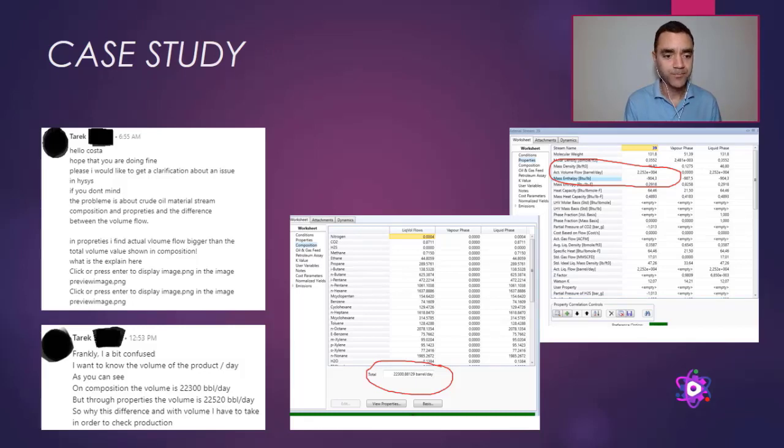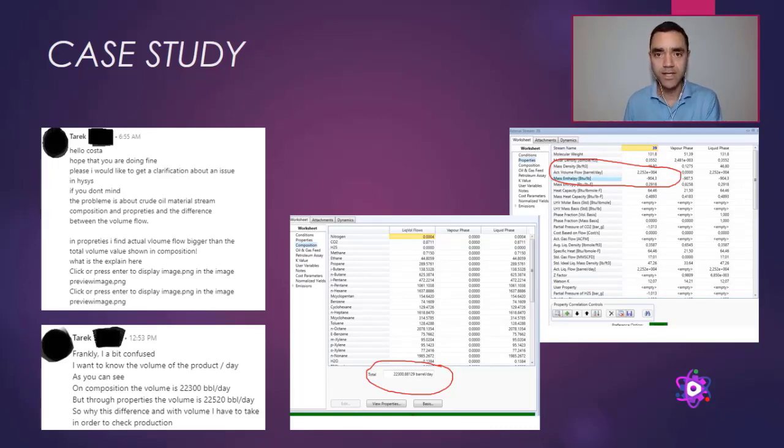Tarek verified that the actual volume flow was bigger than the total volume flow shown in composition. So he would like to evaluate the production based on barrels per day, and he was not understanding why in the liquid volume flow tab the sum was below, or was different than, the information available at the actual volume flow as barrels per day.